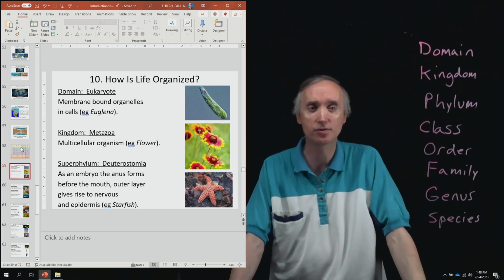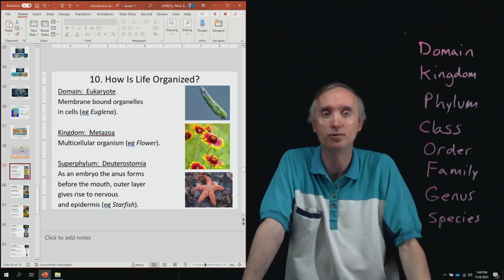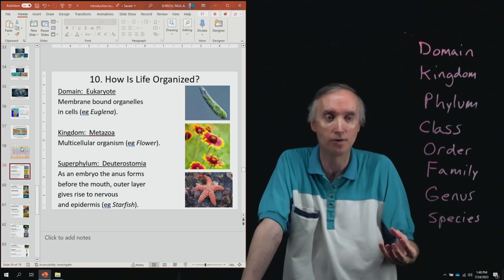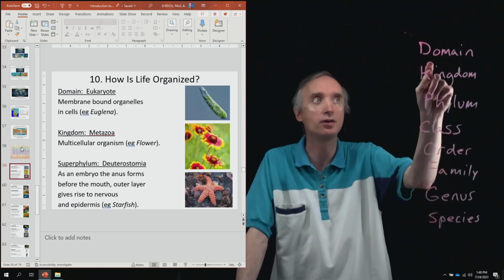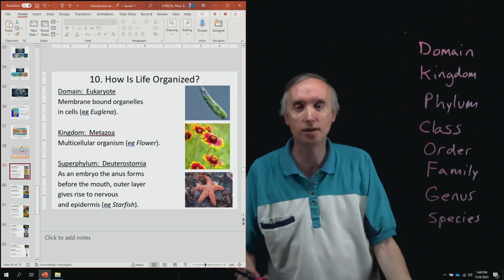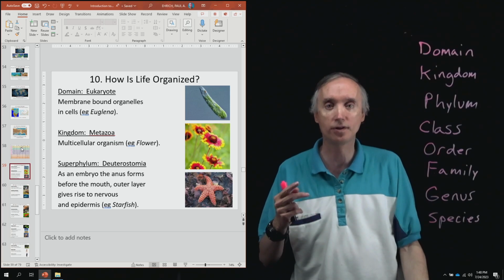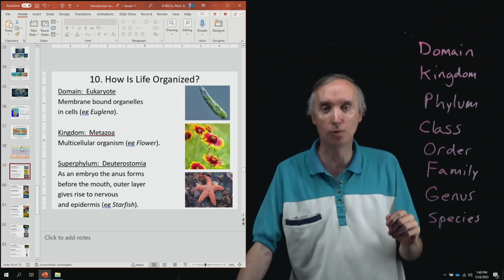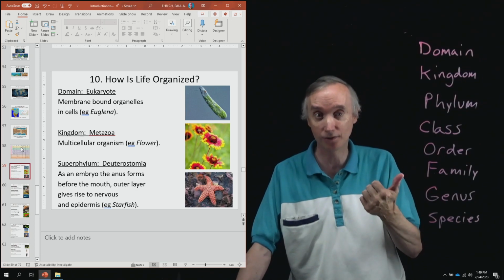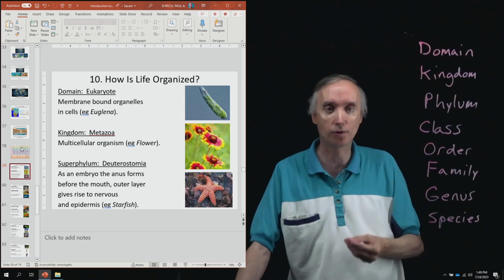So I have just randomly picked out one type of organism, and I'm going to show you where this one organism falls in all of these different categories. The first one is called the domain, and the particular domain in which this organism belongs is called eukaryote. That means it has membrane-bound organelles, such as mitochondria, for example, and the nucleus. An example of this kind of organism would be a euglena.